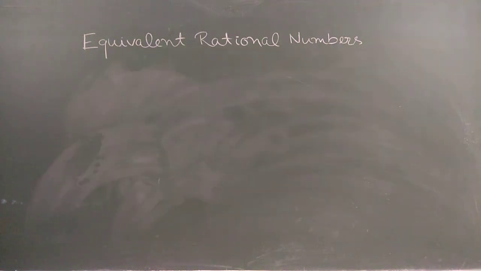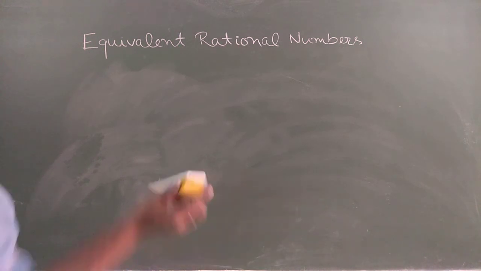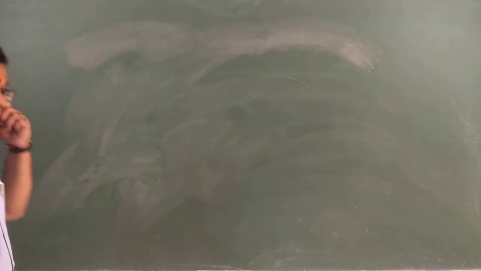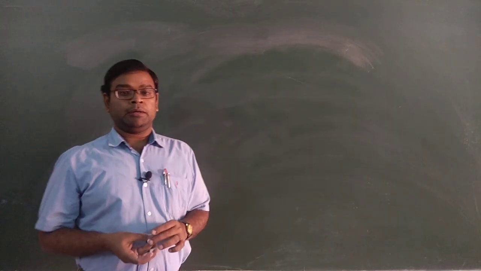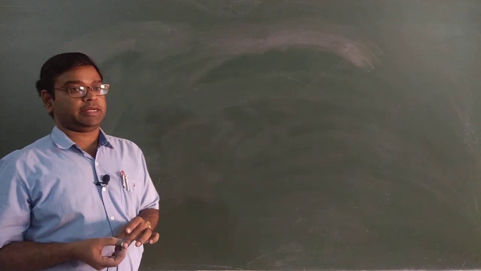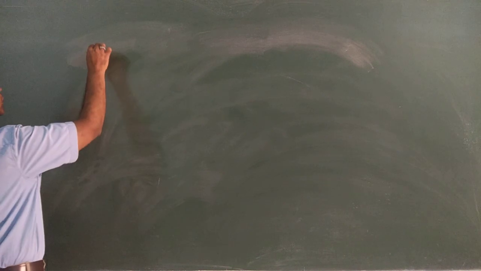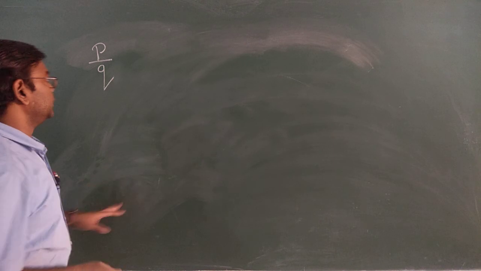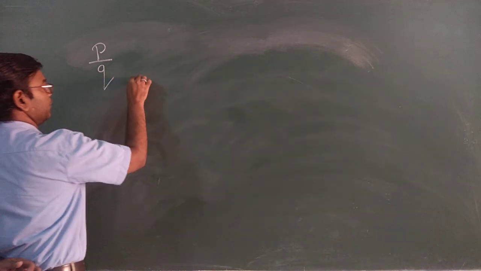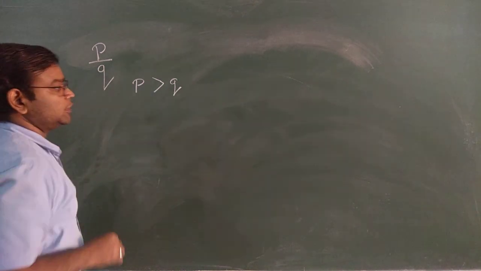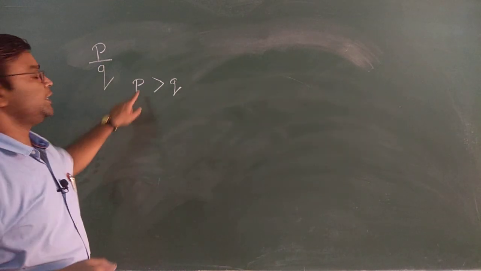Now, representing rational numbers on the number line, not equivalent ones. For representing a rational number on a number line, first we see which part is greater. There are two conditions for representing a rational number on a number line. First, if p is greater than q, and the second condition, just the opposite, p is less than q.